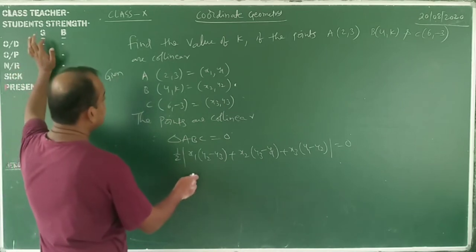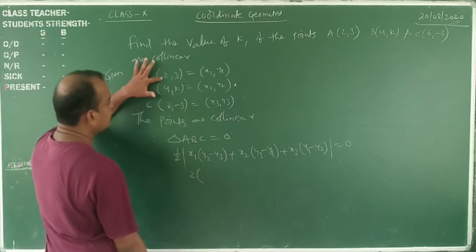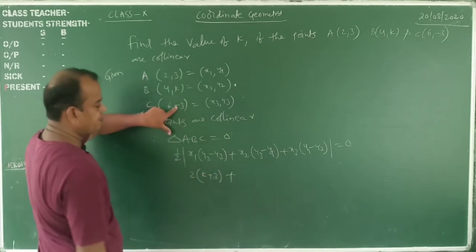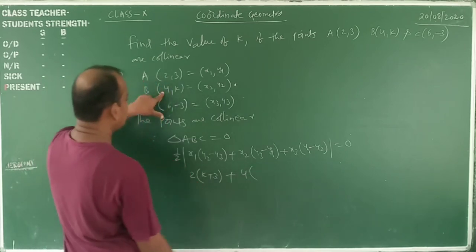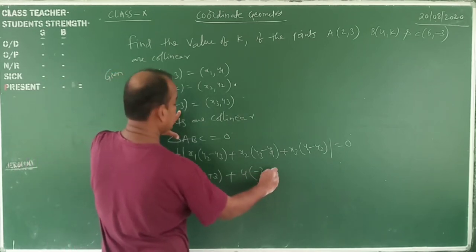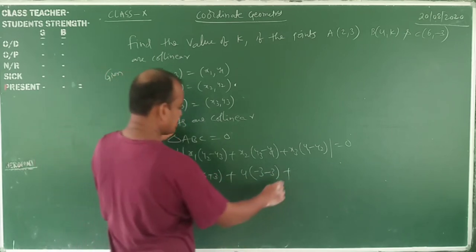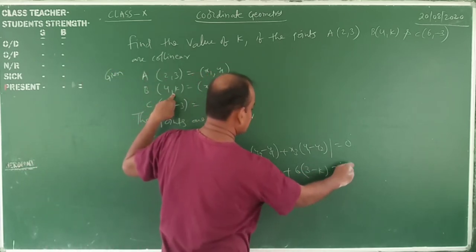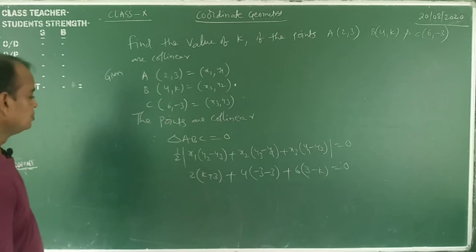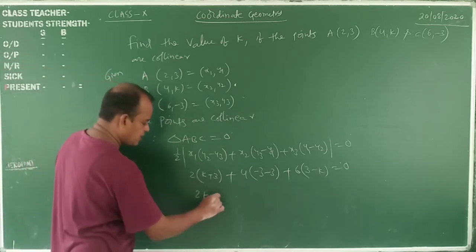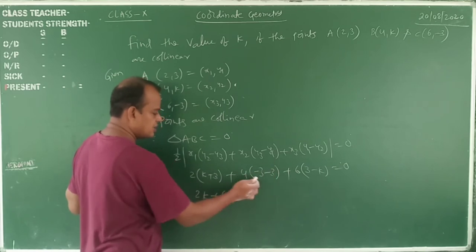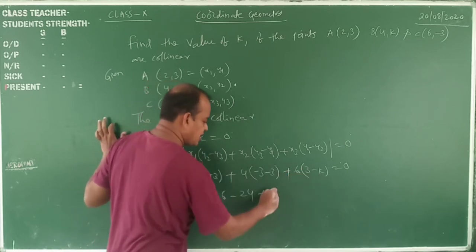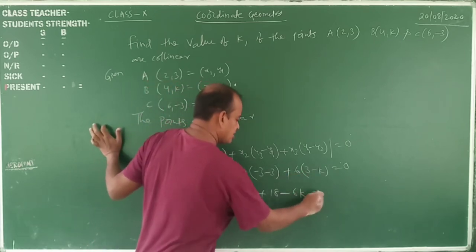No problem at all. x1 means 2 into (y2 minus y3). y2 is k minus y3, already y3 is minus 3, so plus 3, plus x2 means 4 into (y3 minus y1), y3 means minus 3, plus x3 means 6 into (y1 minus y2), that is 3 minus k, is equal to 0. Now multiply: 2k plus 6, minus 6, this is minus 3 minus 6, 4 into minus 6 means minus 24, plus 6 3s are 18 minus 6k is equal to 0.